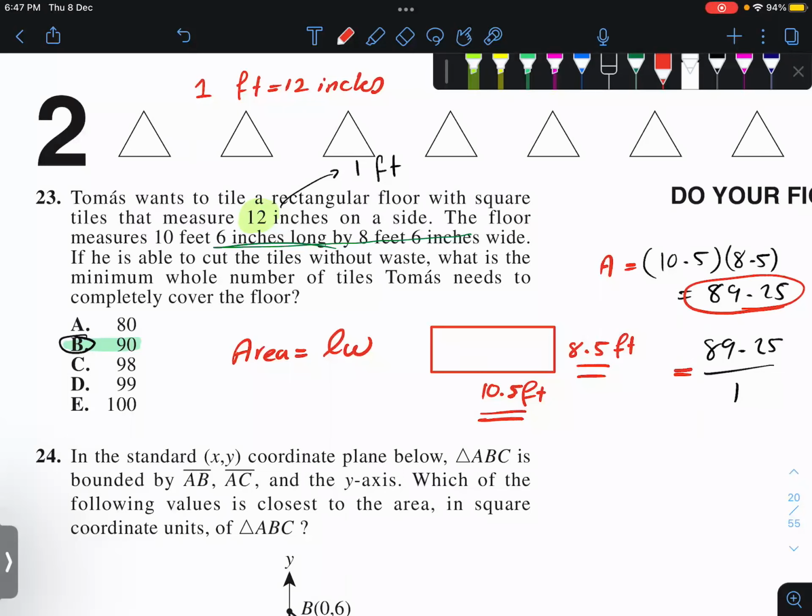So we need 90. We need 90. I would like you to understand something: because it's 1, the answer stays the same, 90. But if it's any other number, it can differ. We must divide by the area of the square, which is 1 by 1. Okay, by 89.25, but we have to bring a whole number like 90.